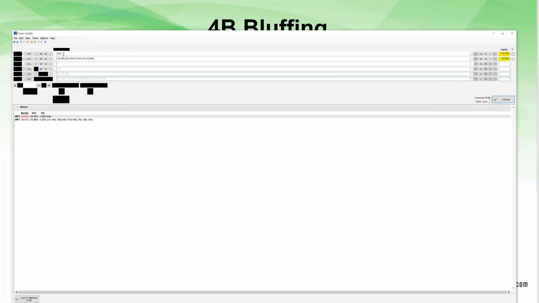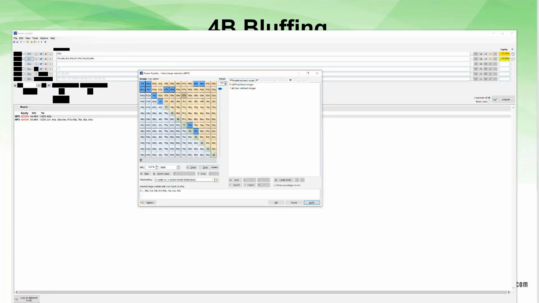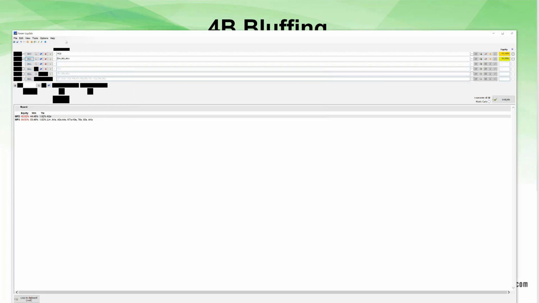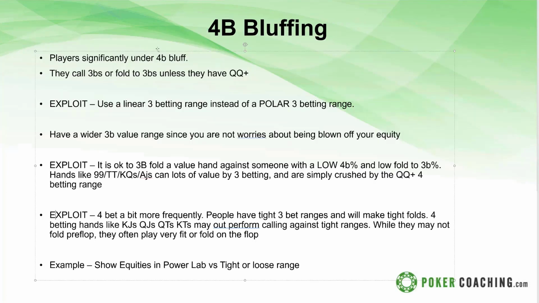So it would be a disaster to 3-bet fold ace queen suited when your opponent is 4-betting this range. But it's perfectly fine to 3-bet fold the ace queen suited against a person who is only 4-betting this range. So that's the key point I'm trying to take away here: recognize how they structure their 4-betting ranges and learn how to use more linear 3-betting against those people.